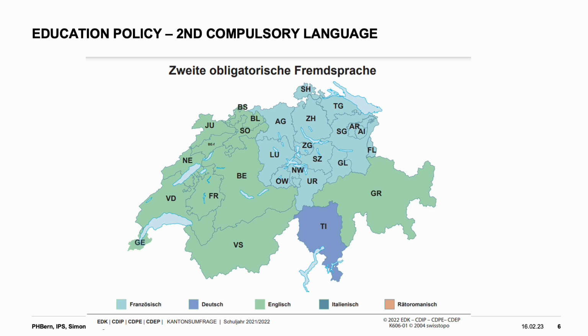And here you can see the second compulsory foreign language that is indicated. In the green area, it is English that is being taught starting in grade 5 usually, and in the light blue area, it's French, and in the Italian-speaking part of Switzerland, in the Ticino, which is the abbreviation of this canton, it is German.